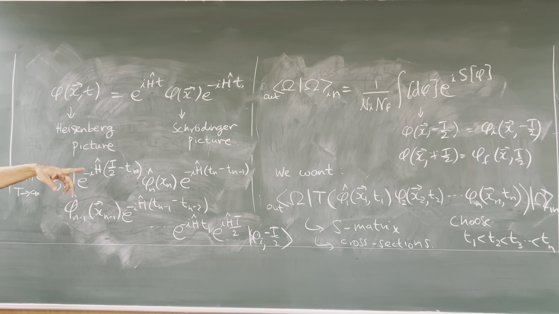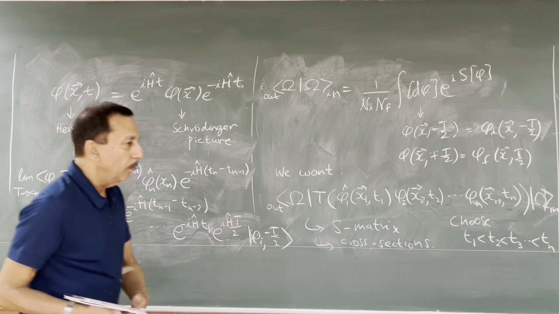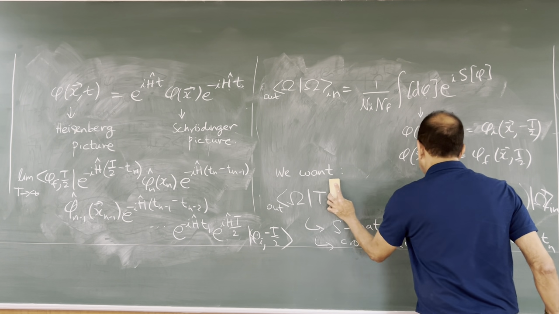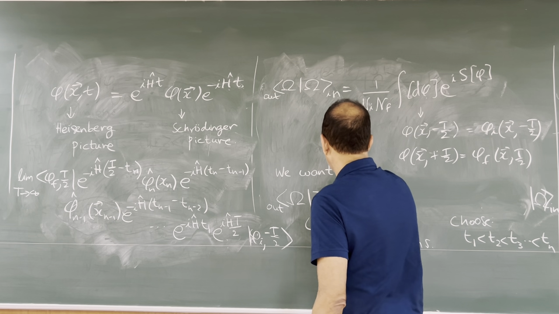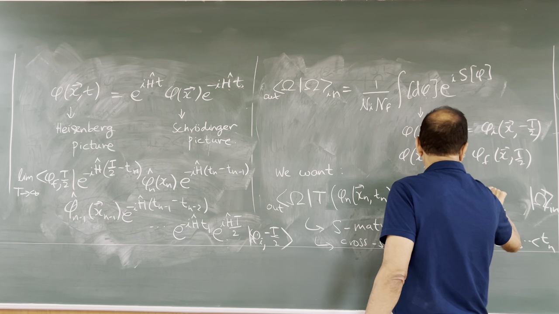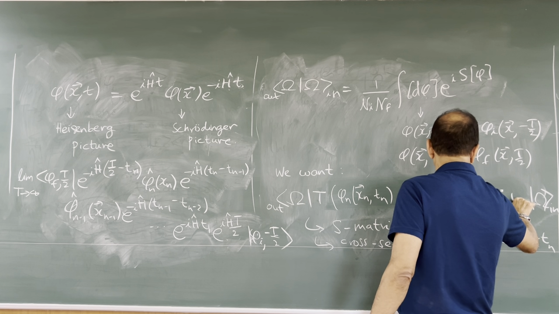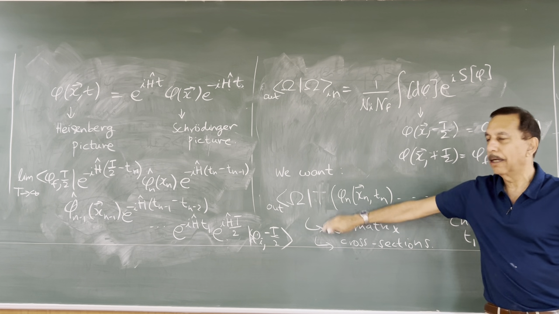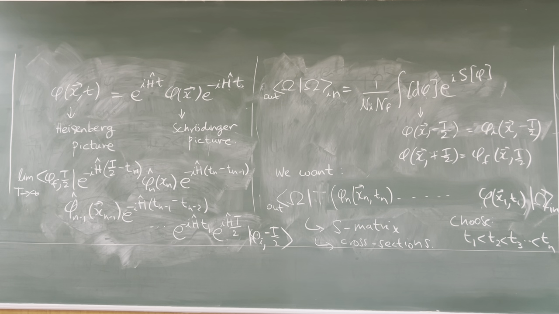All I've done is to take that and move everybody to the Schrodinger picture. Probably it will simplify your lives, and I'll try to do this also in my notes. If I started with T of phi n, it doesn't matter what I start with, because there's a T symbol outside it. And then by choosing this ordering, I can drop the T symbol. If I've chosen the ordering, then there's nothing to reorder. Then I drop that T symbol, and then that thing is true.